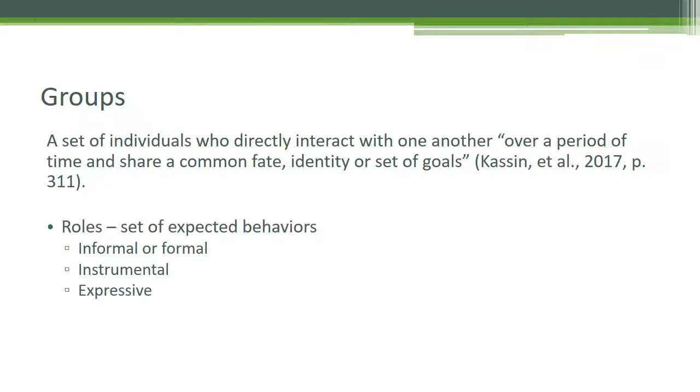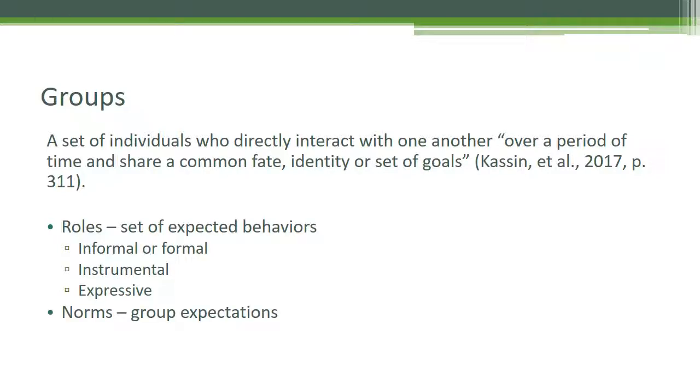Within groups, there are three different features. Roles, which is a set of expected behaviors. These can be formal or informal. There are two types of roles: instrumental roles, which helps the group achieve its task, and expressive roles, which provides emotional support. These can be the same or different individuals. Groups work better when the roles of their members match their talents and their personalities.